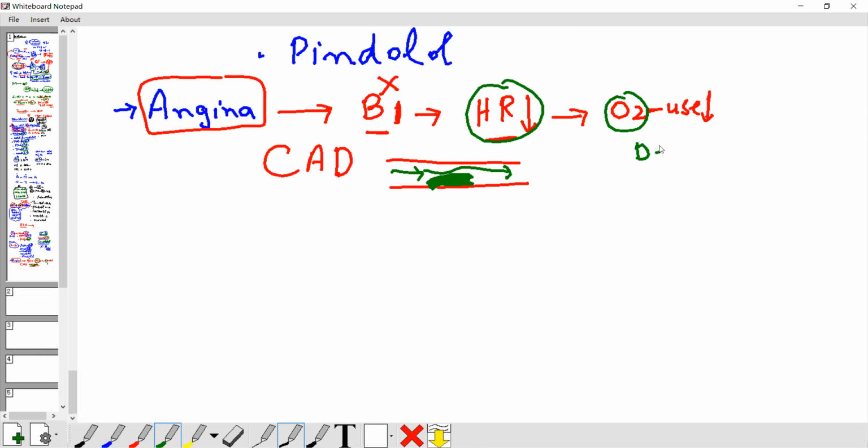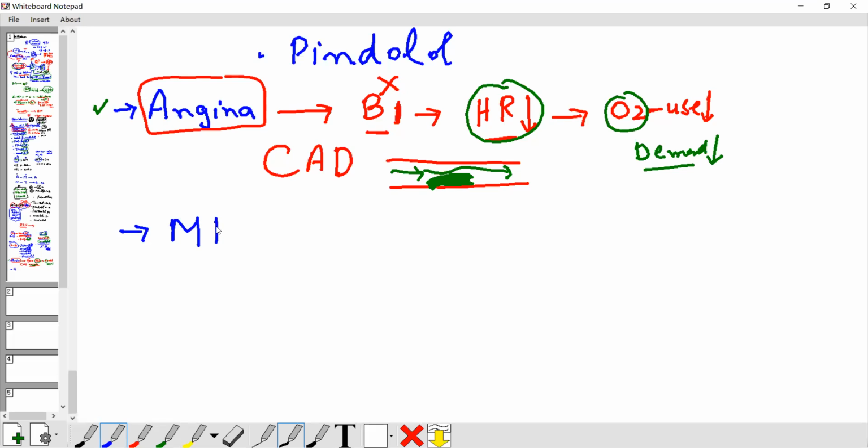The demand decreases. When demand decreases, the patient's chest pain improves and the patient feels better. So we use beta blockers for angina patients. This I will explain in detail in MI and angina. A lot of drugs we use in angina and MI. In the CVS system we will discuss it again, okay.